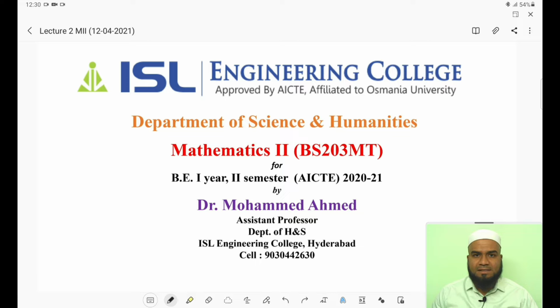So unit 1 was matrices and unit 2 is differential equations of first order, then unit 3 is differential equations of higher order, then unit 4 is special functions, unit 5 is Laplace transforms. So these are the 5 units of Mathematics 2, right? And we have started unit 1 which was matrices, right? In matrices, first we have seen the definition of a matrix, then we have seen order of a matrix, then various types of matrices we have discussed, right?